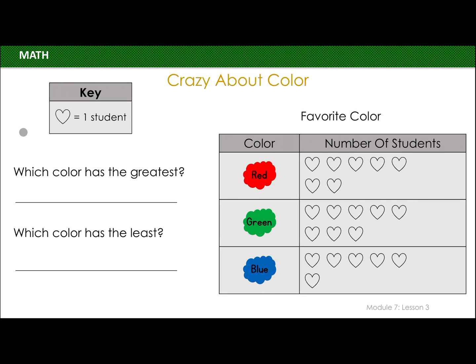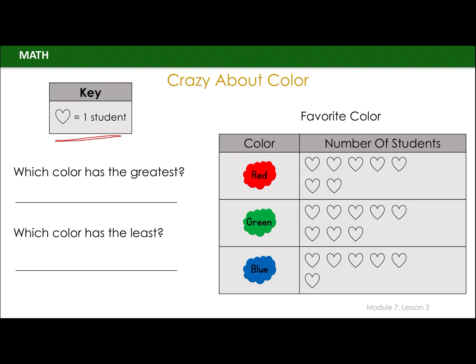So for this module you've been working with graphing, so now we're going to be talking about answering questions when it comes to graphing. So let's start with Crazy About Color. The first question asks, what color has the greatest? Well, before I start to count my hearts, I want to check my key to make sure what represents each picture. So one student is per one heart. So which color has the greatest?